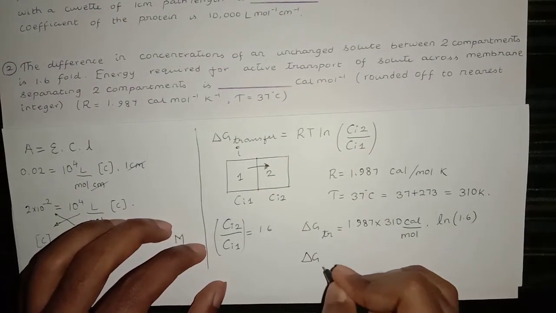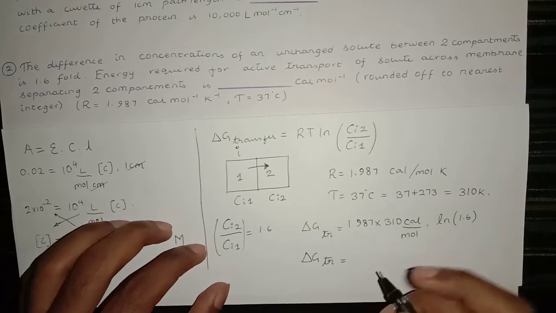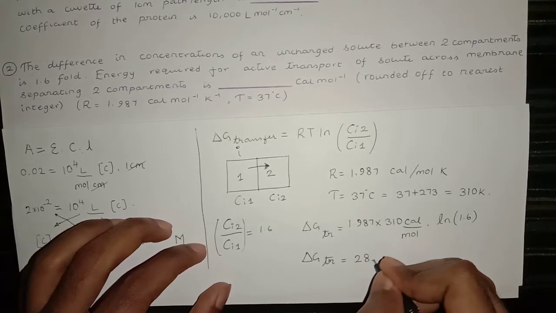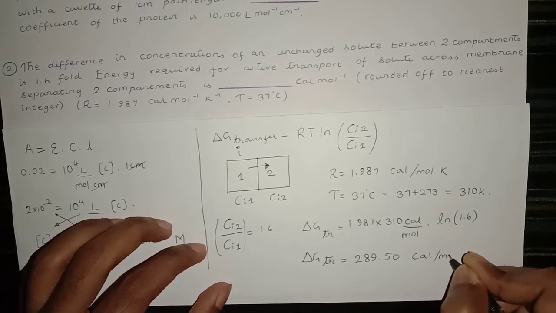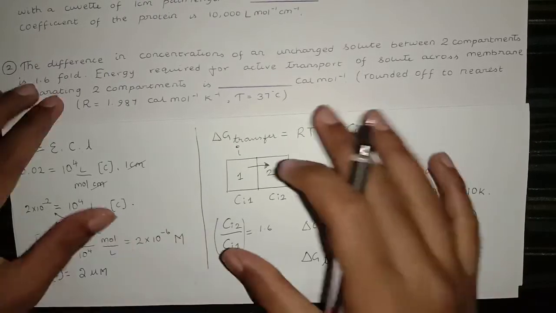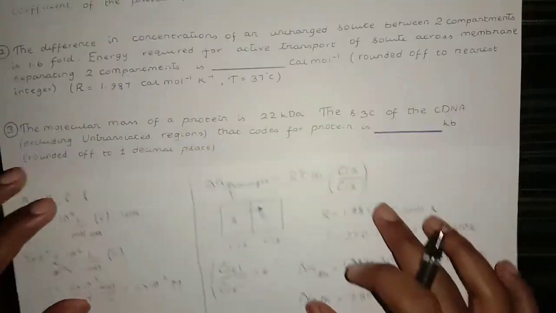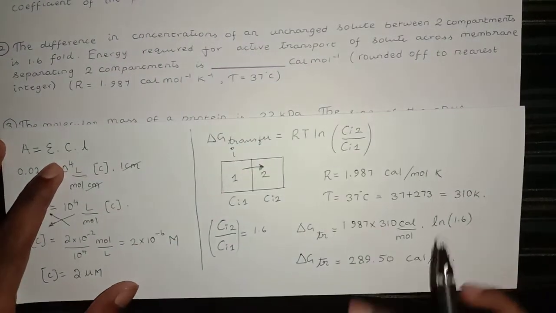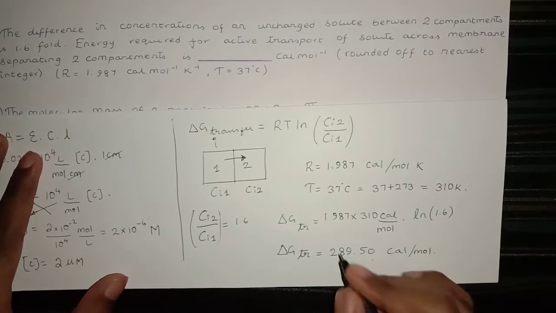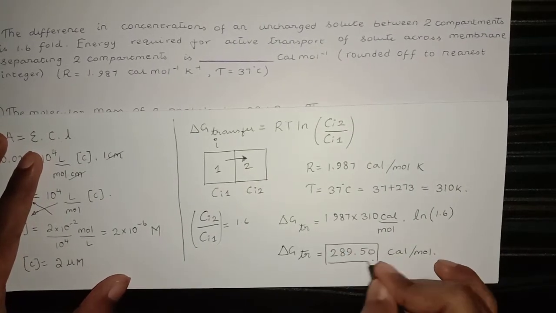Therefore delta G transfer is equal to 289.50 calorie per mole. So in calorie per mole, we found the delta G transfer, that is energy required for active transport, is 289.5 calorie per mole.